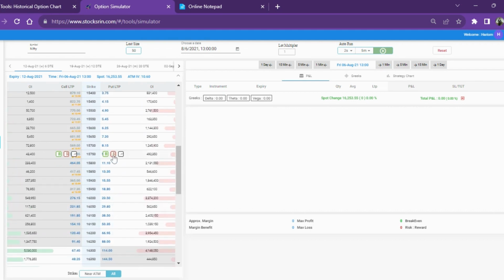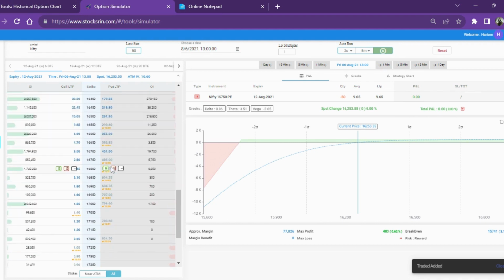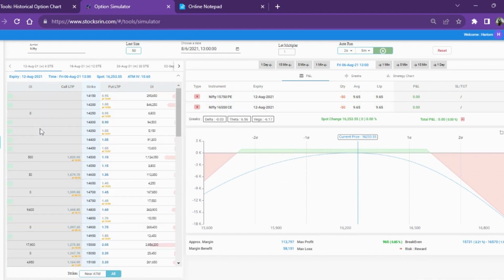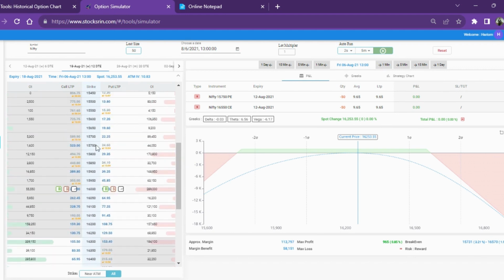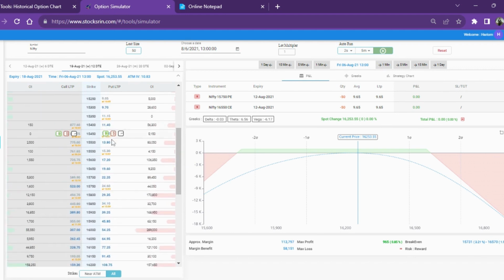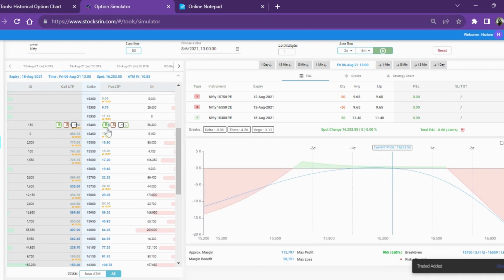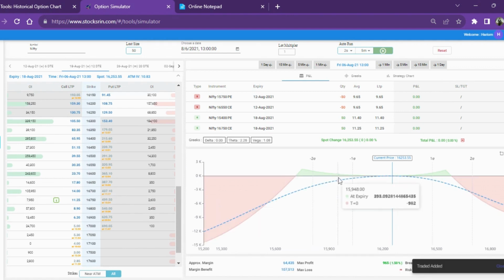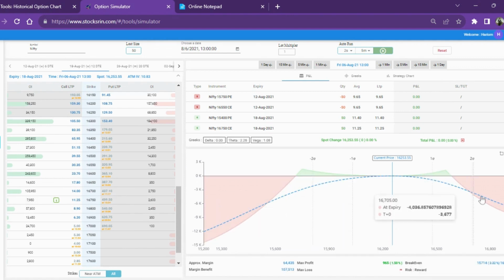Okay, so 9.6 and 9.65. So these are the two options that I sold, and now I'll be buying the hedge for it. So I'm getting 11.4. I'll buy this one on the put side, and on the call side I'm getting 11.25. I'll buy this. So this is the position as of now, as you can see. Now let's go ahead and buy.